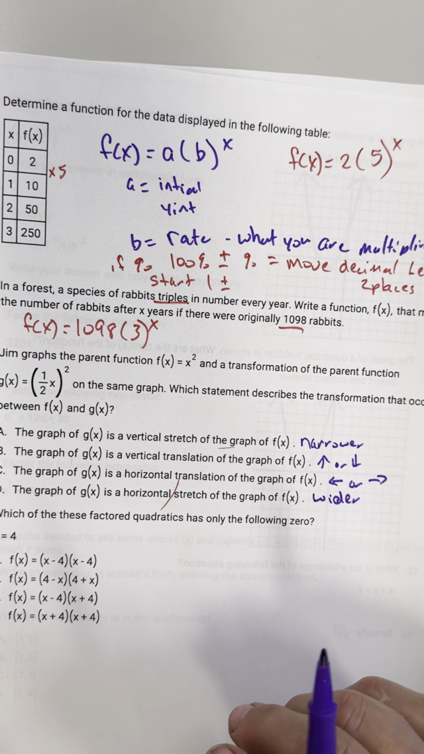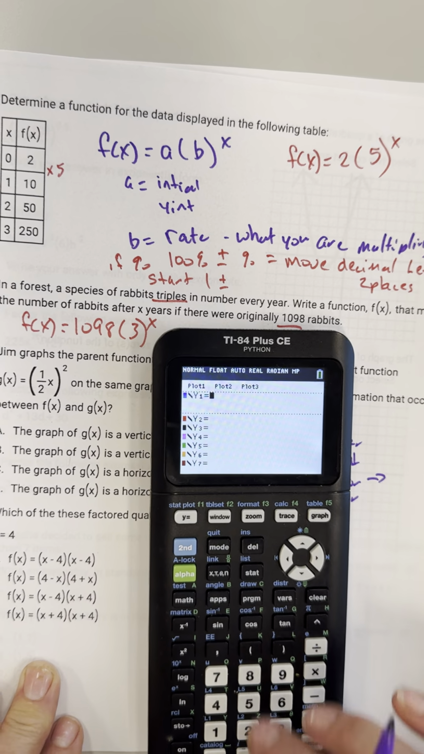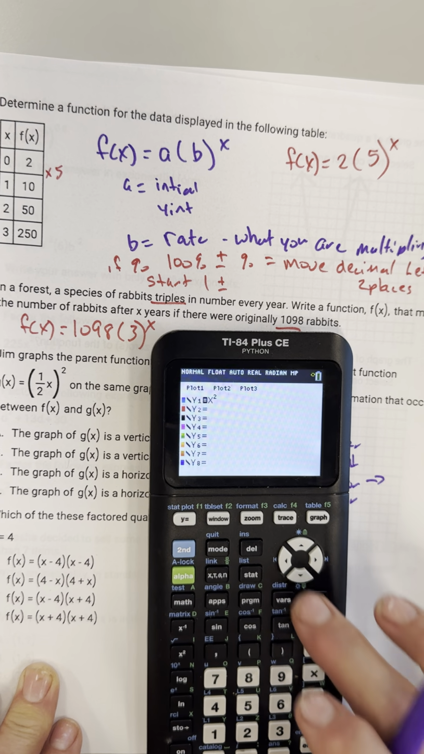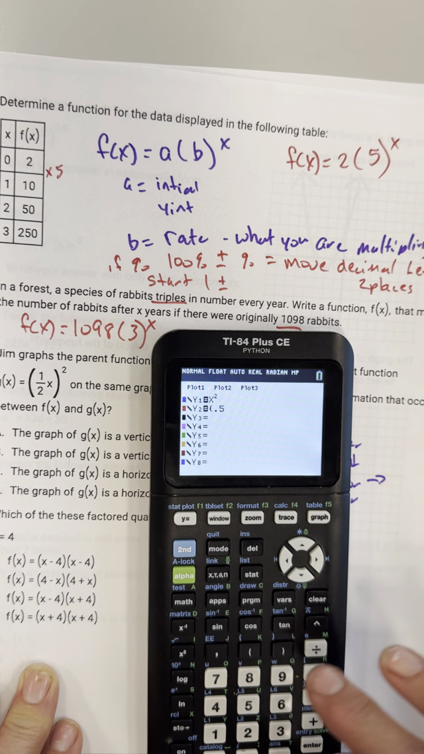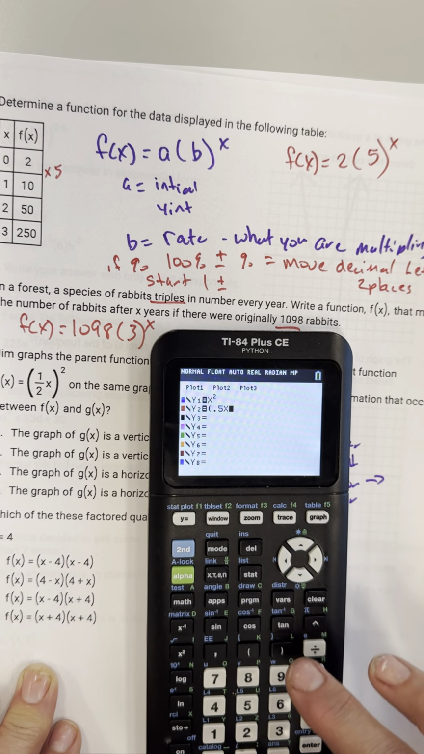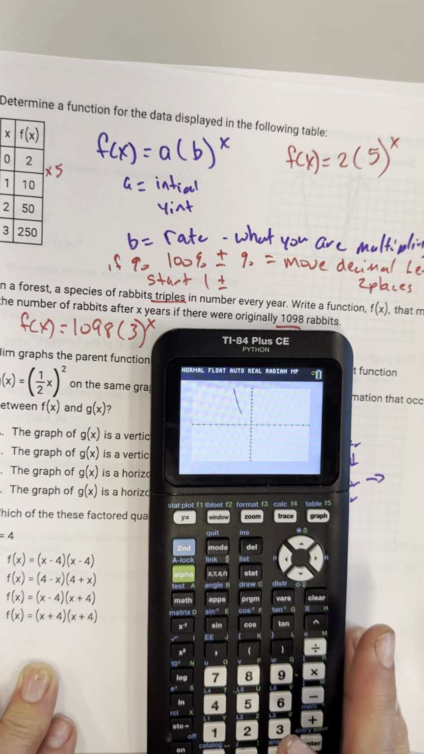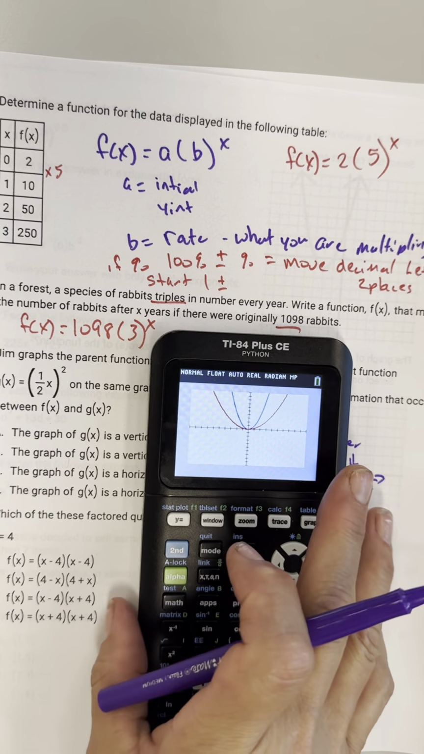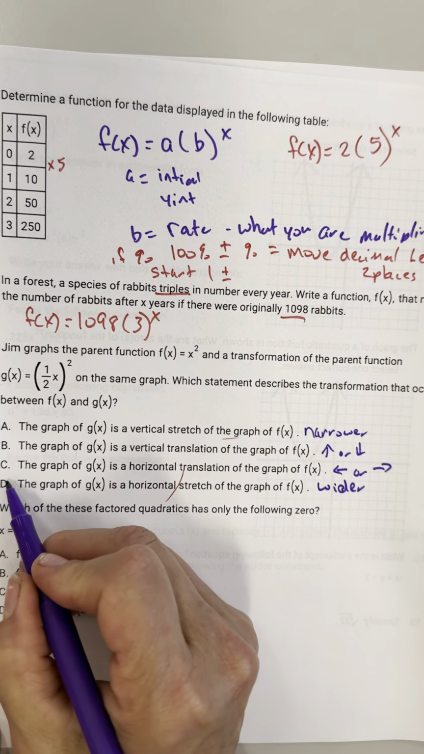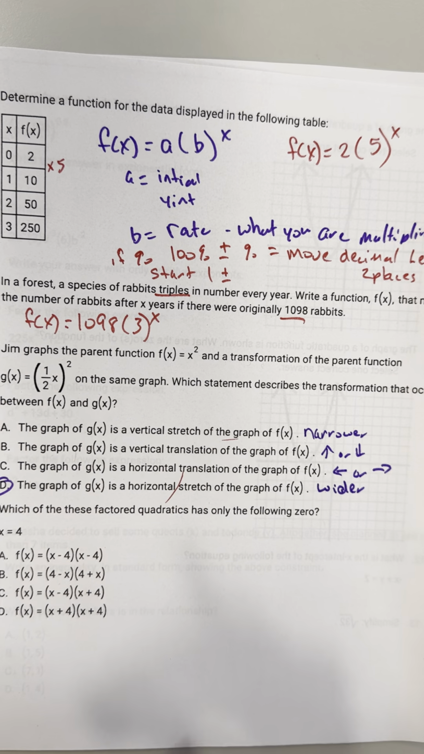Okay, so we have y equals x squared, and in parentheses, 1/2, I'm just going to do 0.5, x, close it, and square it, and graph. There's my parent function, so it got wider, so my answer is D. So you take the parabola and you spread it out horizontally.